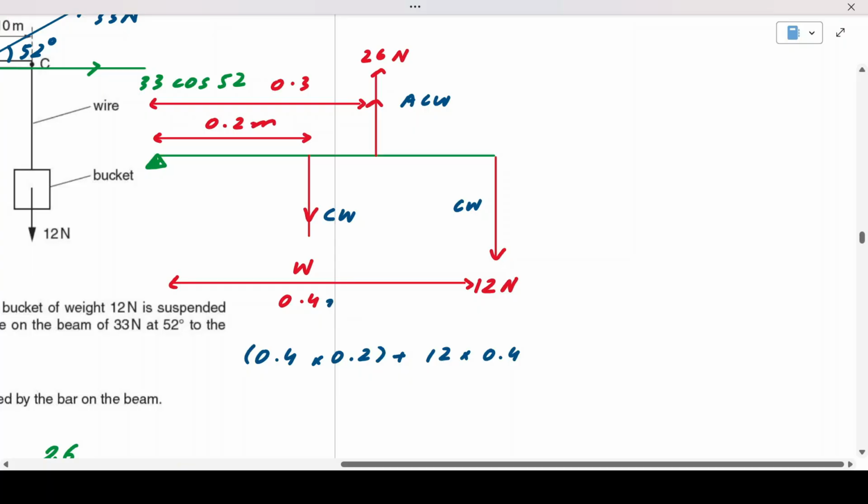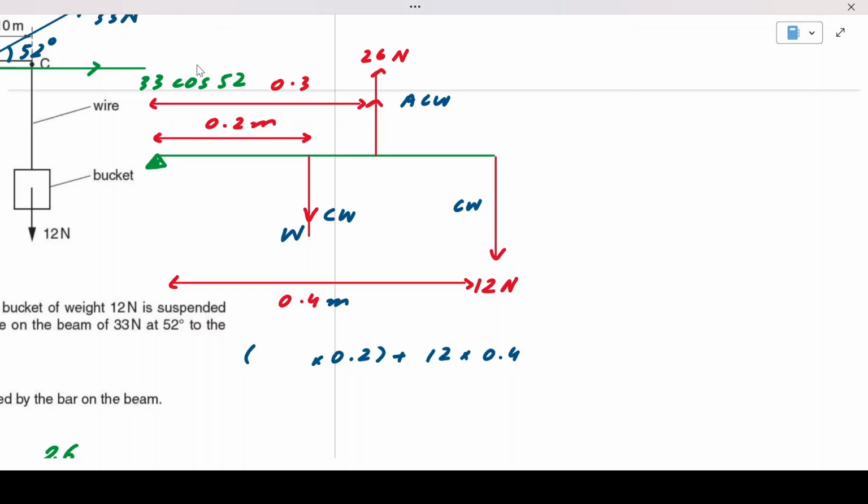Oh, sorry, the first one is W. The force is W, unknown, the one that needs to be found out. This one is W. It equals the anti-clockwise one, 26 multiplied by the distance 0.3.